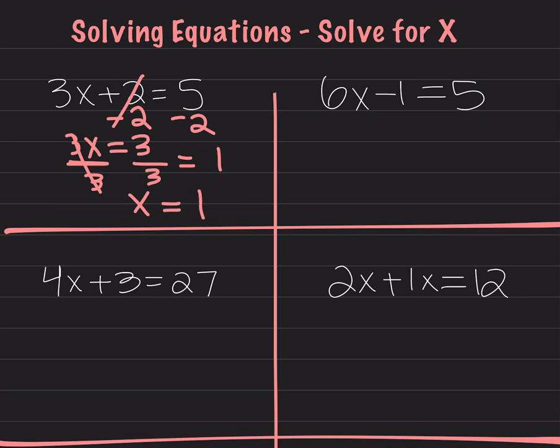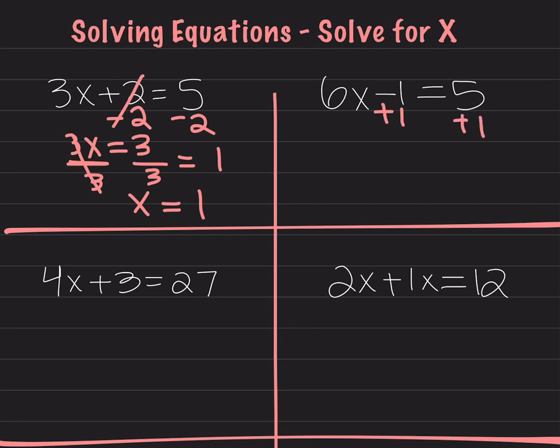Looking at the next one, we have 6x minus 1 equals 5. So we have to get the x's on one side and the rest of the numbers on another side. I have this minus 1 over here that I should move over to this side. The operation is subtraction used over here. The opposite of that would be addition. So I should add 1 and add 1 on this side as well.